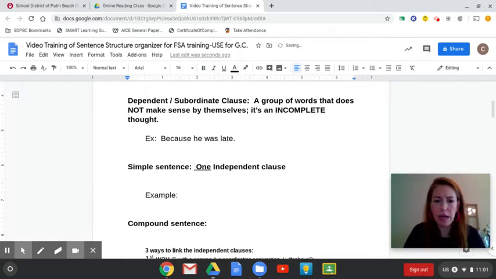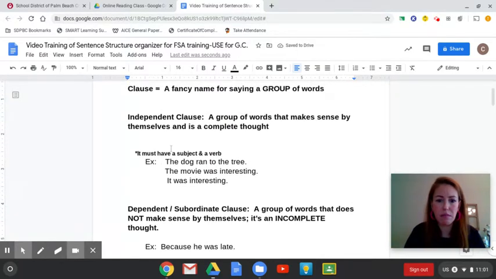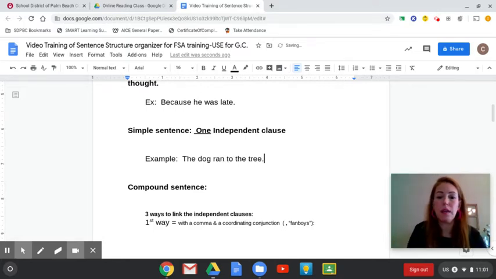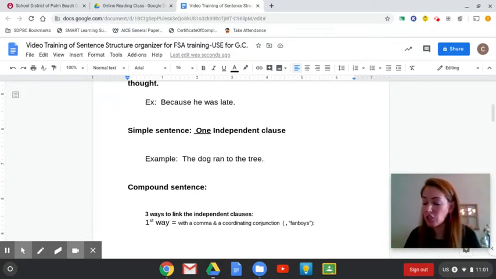Let's give an example. Hey, didn't we write an independent clause up here? The dog ran to the tree. That was an independent clause and it was only one. So let's write that again. That's our simple sentence. The dog ran to the tree. Period. That's one independent clause. That's a simple sentence. It's called a simple sentence because it's the easiest type of sentence in the English language. It's only one independent clause.